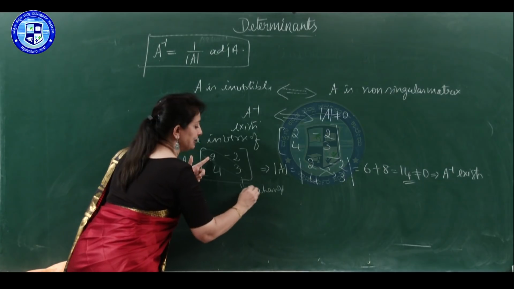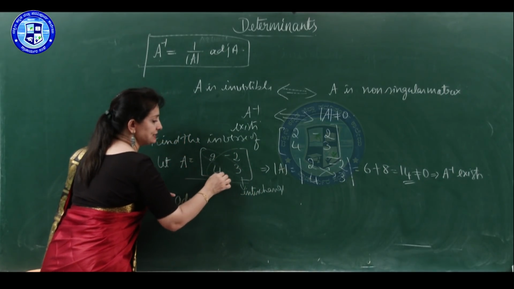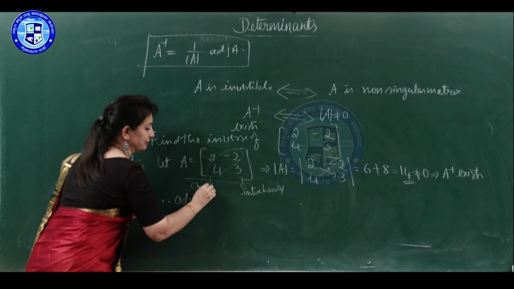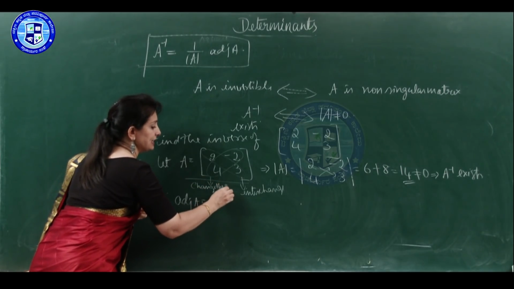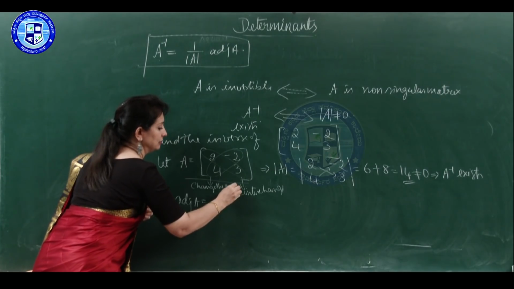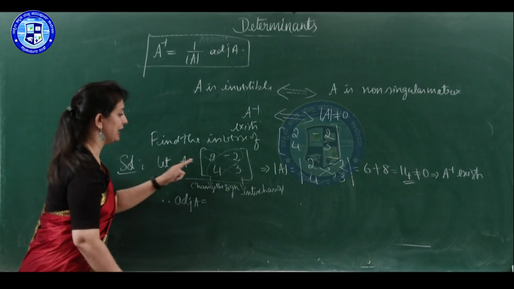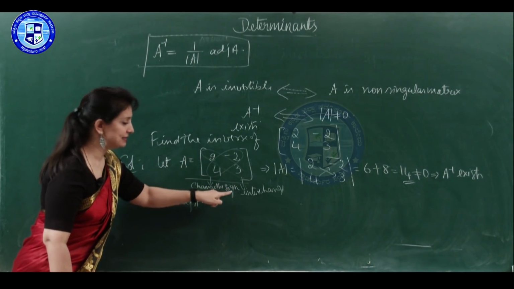Interchange the diagonal elements. Change the sign of the off diagonal elements. Okay, so diagonal elements interchange and the off diagonal elements change the sign.